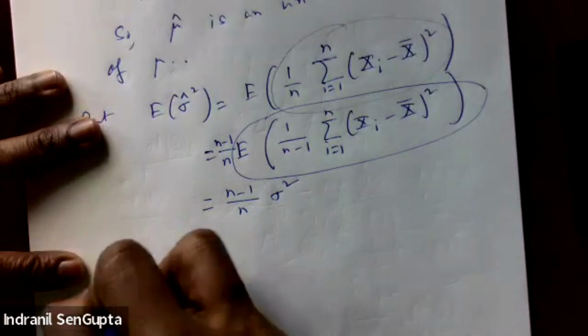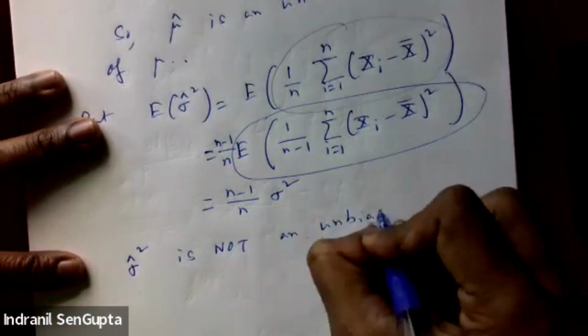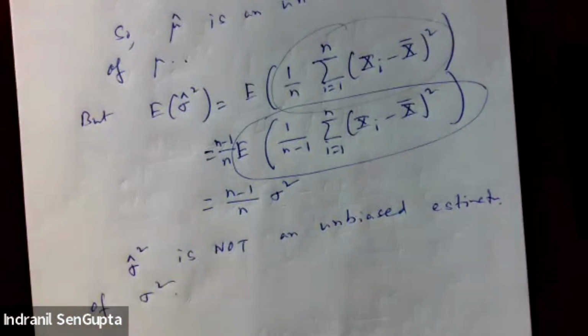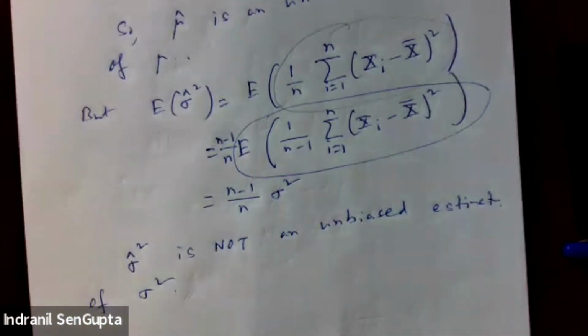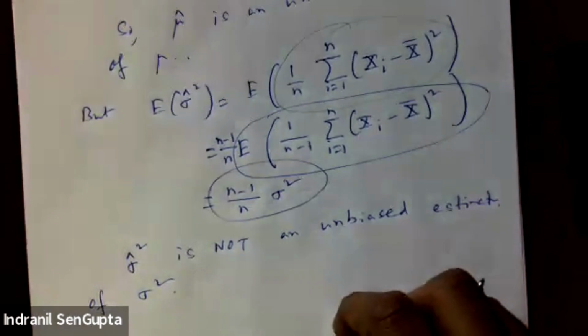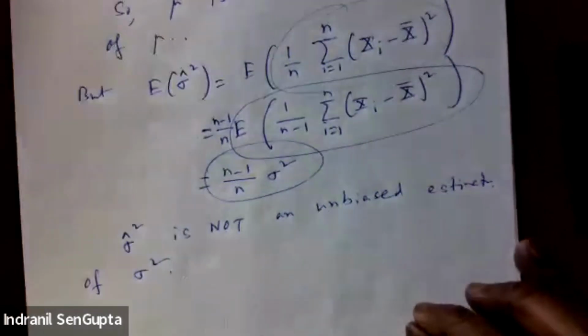In other words, sigma hat squared is not an unbiased estimator of sigma squared. So while we estimate the parameters of a normal distribution, which are mu and sigma squared, we observe that the estimator for mu is an unbiased estimator, but the estimator for sigma squared is not. So that's something completely different. All right, so this is what we understand.